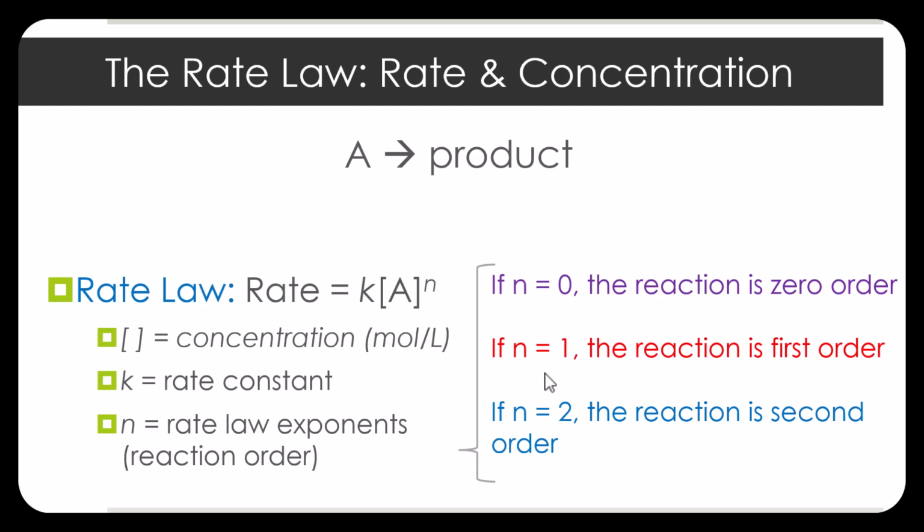And then lastly, we had second order. So second order is proportional to the square of the concentration. So if I double the concentration, the rate's going to go up by a factor of 4, 2 squared. If I triple the concentration, the rate's going to go up by a factor of 9, 3 squared. So now let's look at some data and see if we can predict whether a reactant is zero, first, or second order.